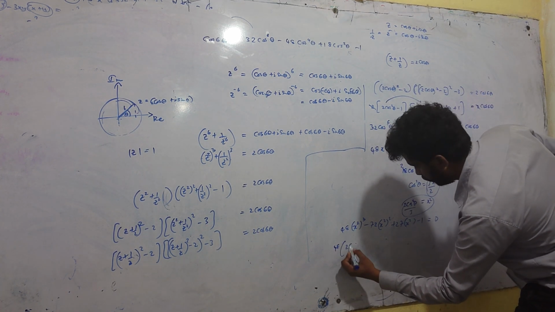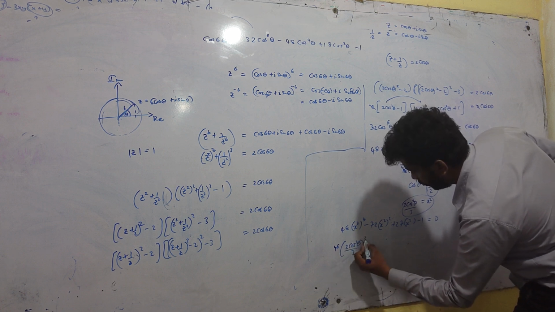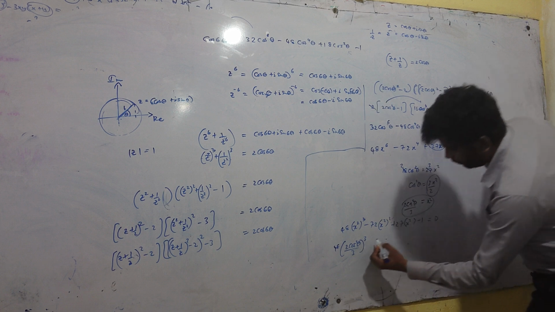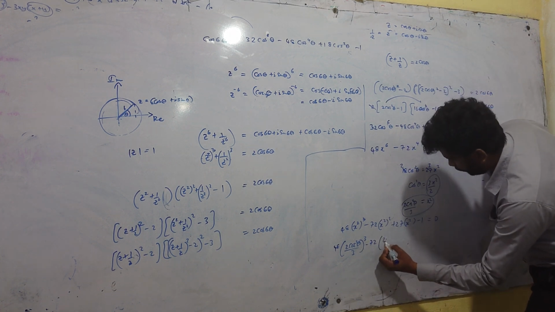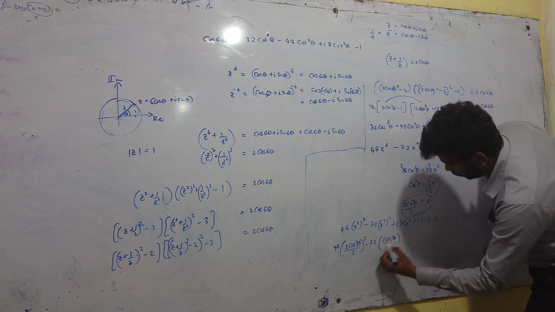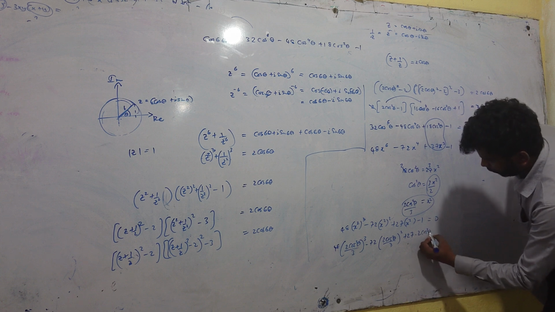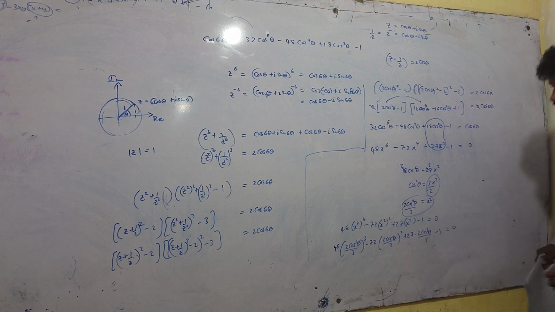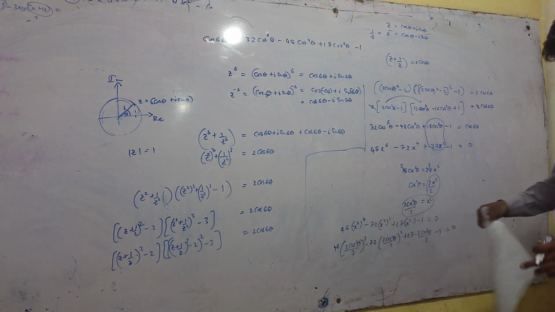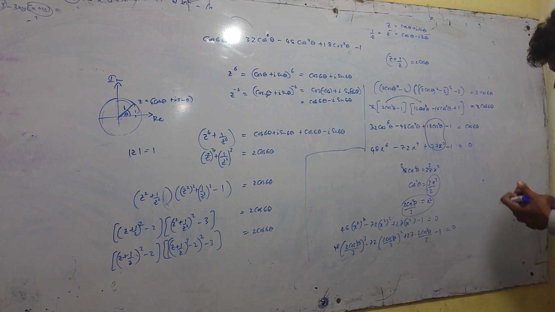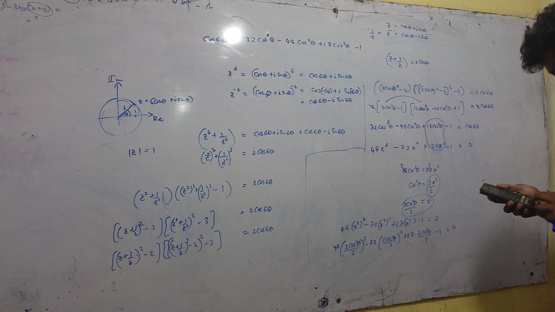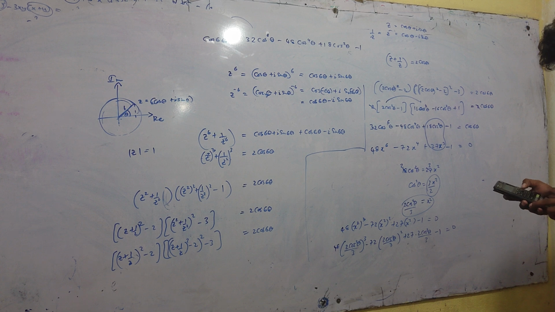48 into 2 cos squared theta over 3 to the power 3, minus 72 into 2 cos squared theta over 3 squared, plus 27 into 2 cos squared theta over 3, minus 1 equals 0. So this is the substitution I choose. When you simplify this, you get 48 into 2 over 3 to the power 3.